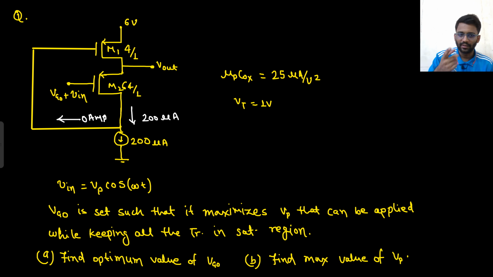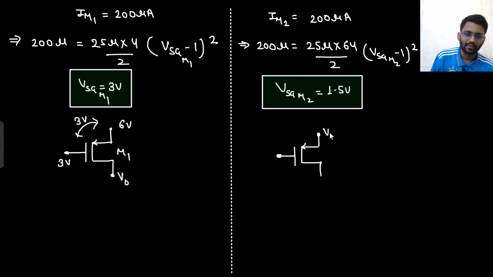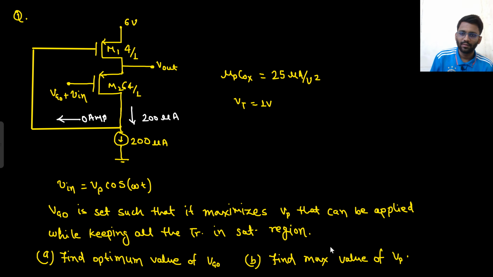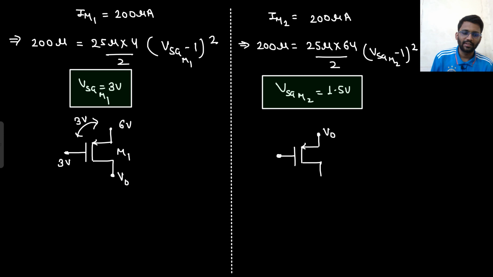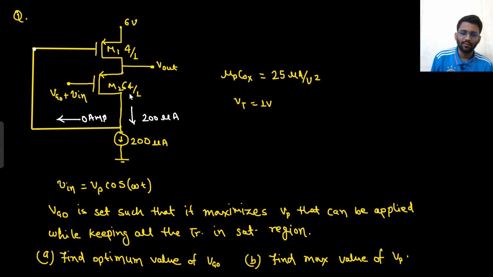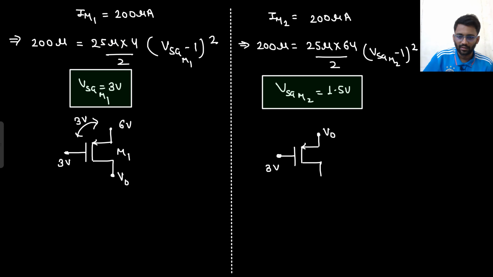So for M2, the upper node is connected to V node. This is the V node. The lower node, the drain, is connected to the gate of M1. So what was the gate of M1? Gate of M1 is 3 volt. Basically, this node was 3 volt, so this node will also be 3 volt, right? So I guess I did something wrong here. This was 3 volt. This will also be 3 volt.